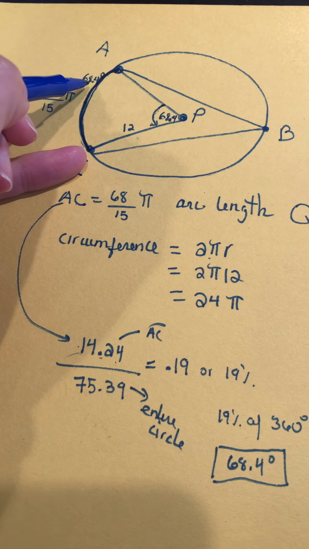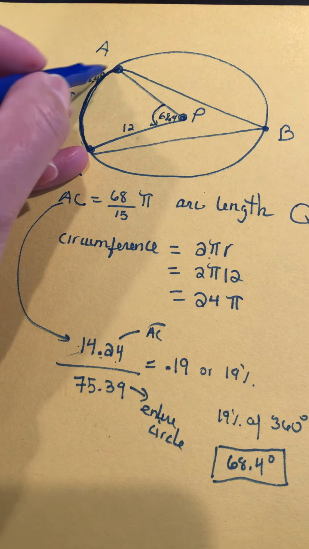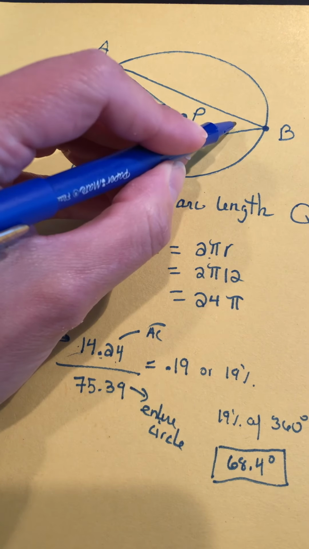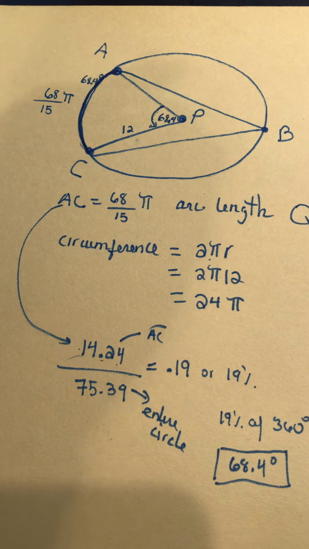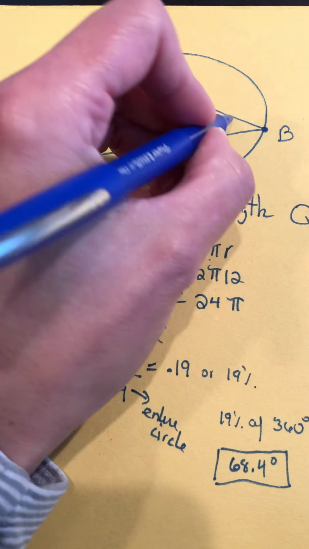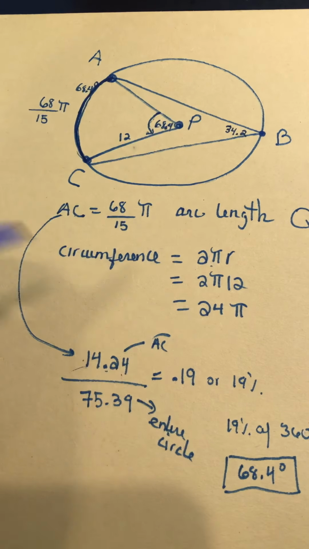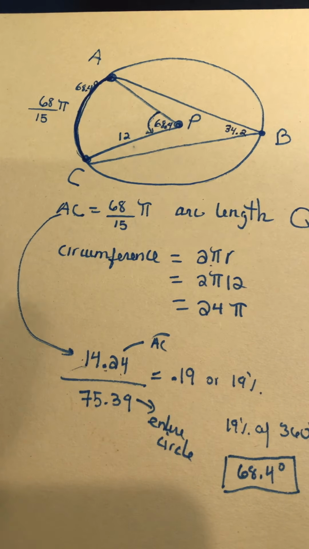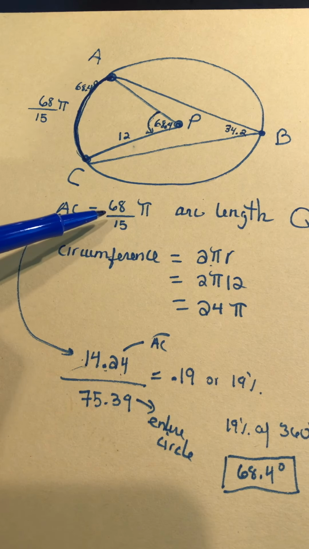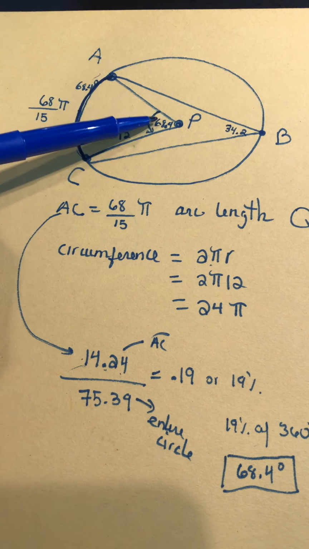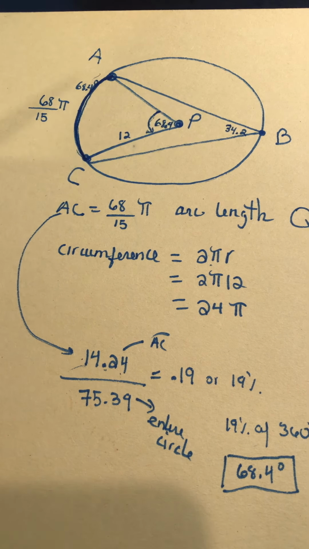And then I can work backwards and say, wait a minute, if this arc measure is 68.4 degrees, the inscribed angle is going to be half that, right? So that's going to be 34.2 degrees, roughly, give or take, depending on how I round. So I hope that's helpful. Understanding that arc length is a percentage of the circumference helps you find the arc measure, the arc central angle, and therefore the inscribed angle.